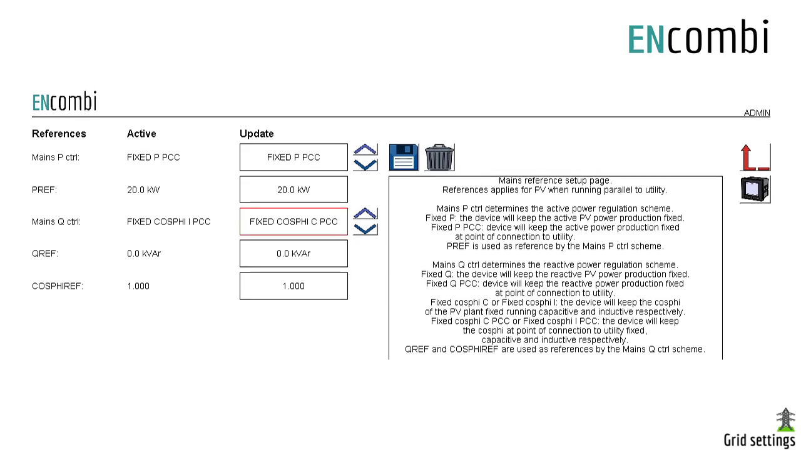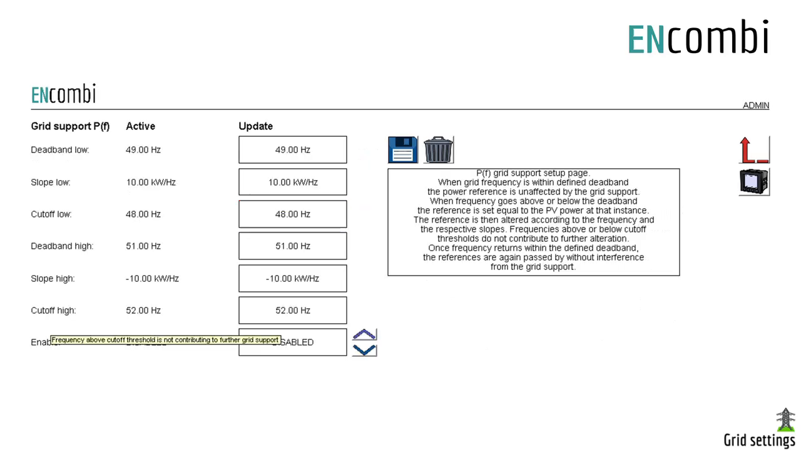The next option is fixed COSV C point of common coupling or fixed COSV I point of common coupling. This setting will keep the COSV at the point of connection to the utility fixed, on both capacitive and inductive respectively. The next setting is the main active power frequency range setting.